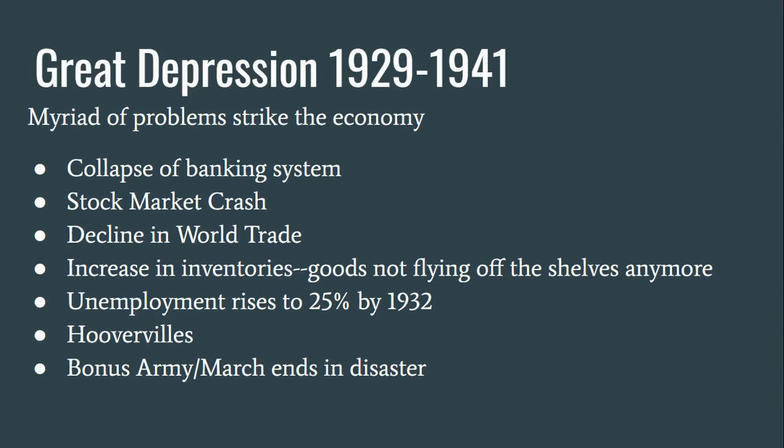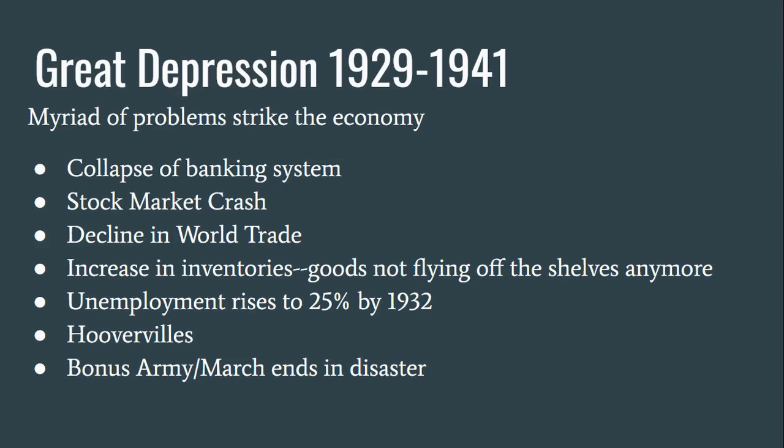A myriad of problems caused the economy to completely tank. Some of these include the collapse of the banking system, the stock market crash, decline in world trade, and an increase in inventories of goods not flying off the shelf anymore. These issues led to a rapid increase in unemployment, which hit 25% in 1932. This led to homelessness, with camps of homeless dubbed Hoovervilles, as many blamed President Hoover for not doing enough to alleviate the situation.